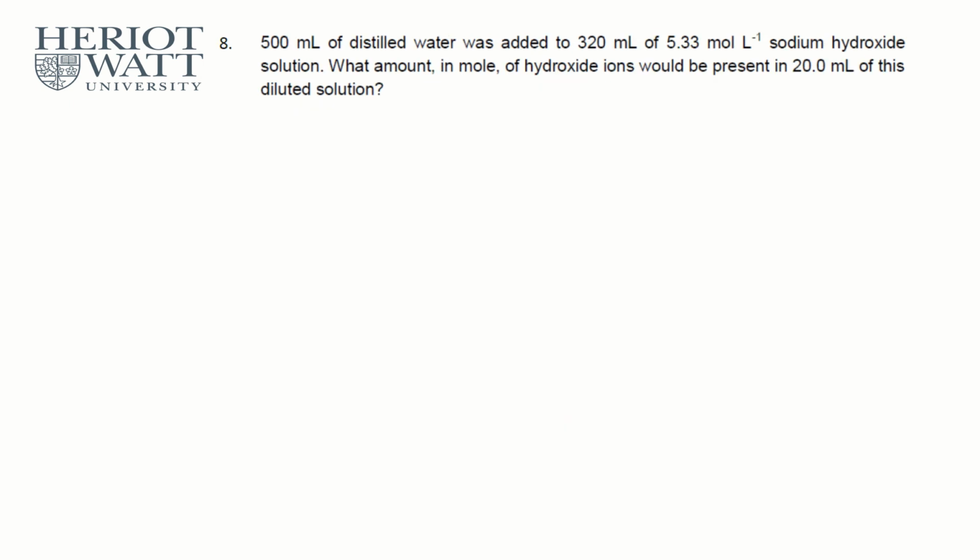Okay, let's look at number 8. 500 ml of distilled water was added to 320 ml of 5.33 mole per liter sodium hydroxide. You are adding water into a solution of sodium hydroxide. What does it mean? When you add water into any solutions, that's dilution. So if it is dilution, we have to use the formula M1V1 equals M2V2.